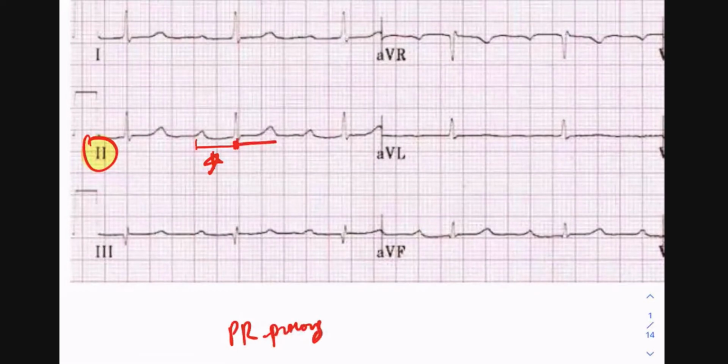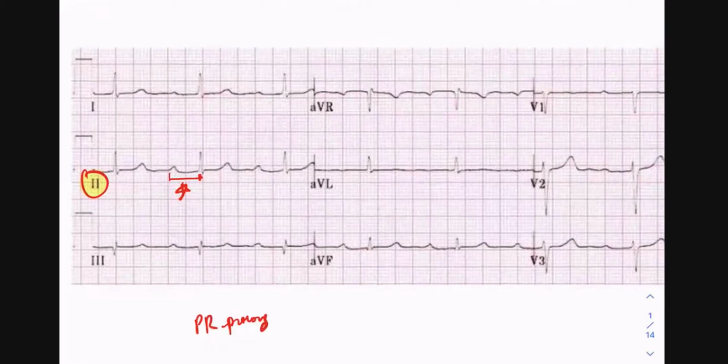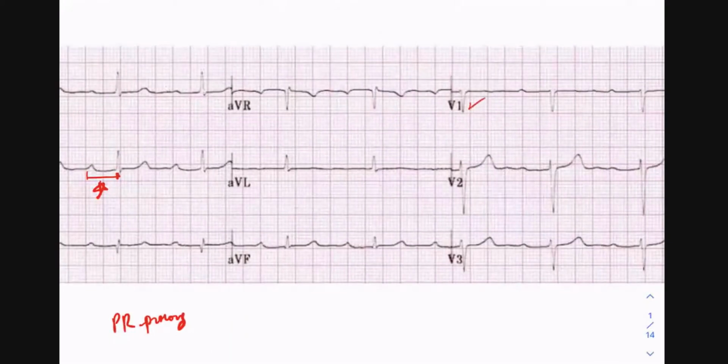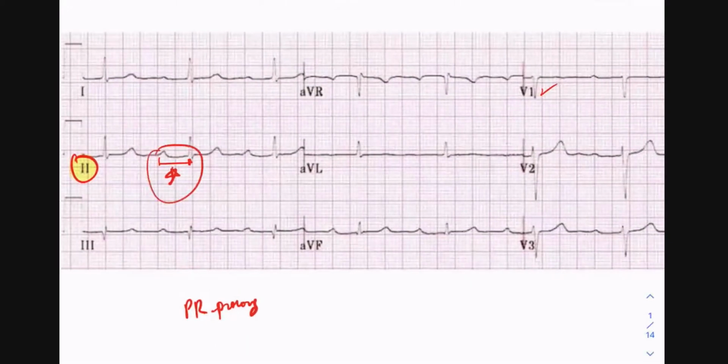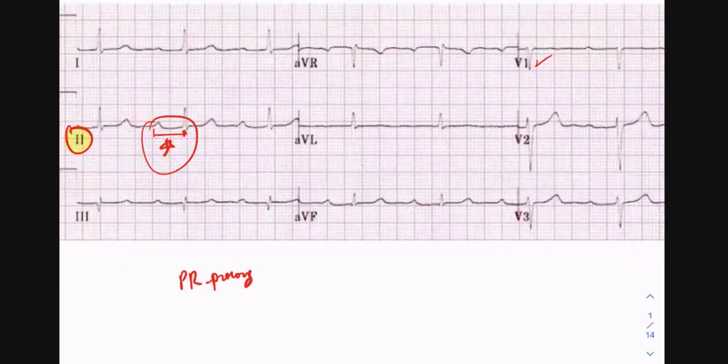My QT fits within 2 big boxes, which is great. So it's not a long QT, but I do have some PR prolongation going on here, or elongation. V1 looks good. So this is really the main thing that's going on. And what this is called, it's called a first degree heart block, where you have a lengthened PR interval.